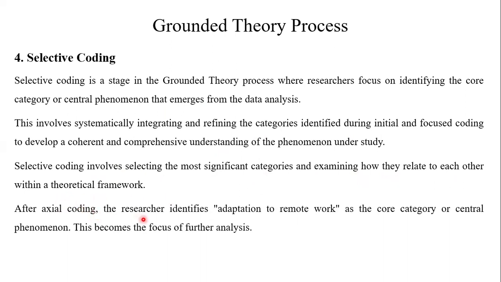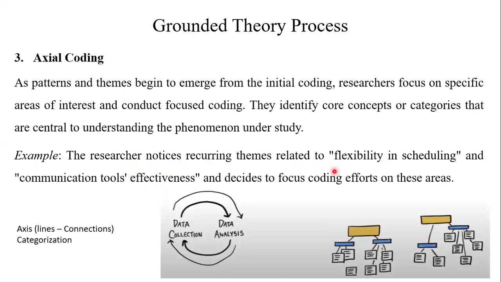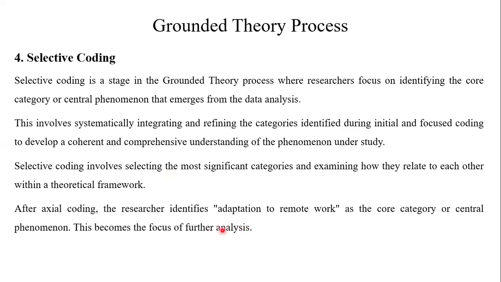So after axial coding, the researcher identifies adaptation to remote work as the core category or central phenomenon. This becomes the focus of further analysis. So this is an example that I have discussed here. In the previous part, I discussed that the researcher noticed some categories that may occur after initial coding. And in the selective part, they have identified adaptation to remote work as the core category. That will become the selective category under this process.